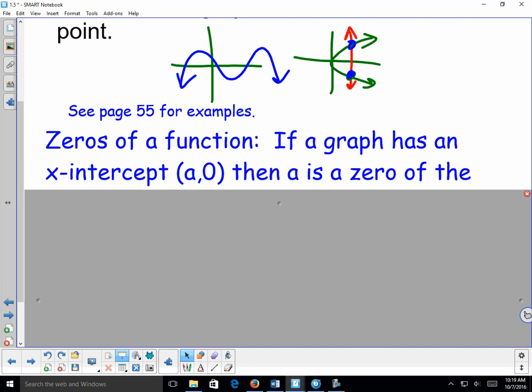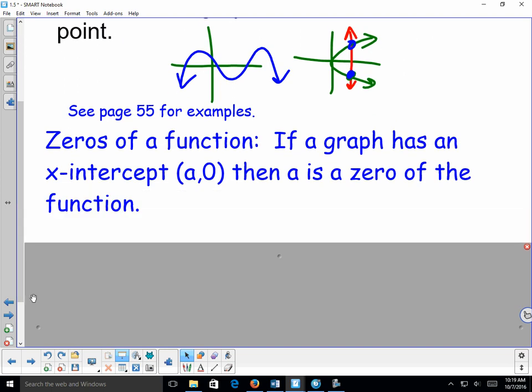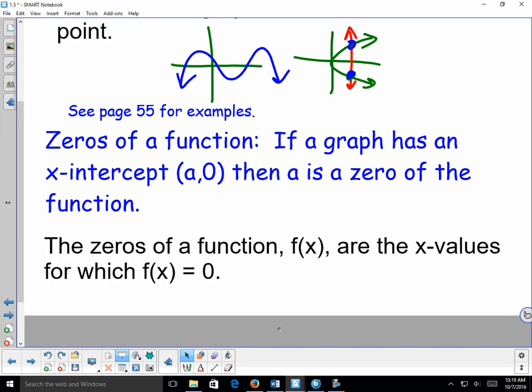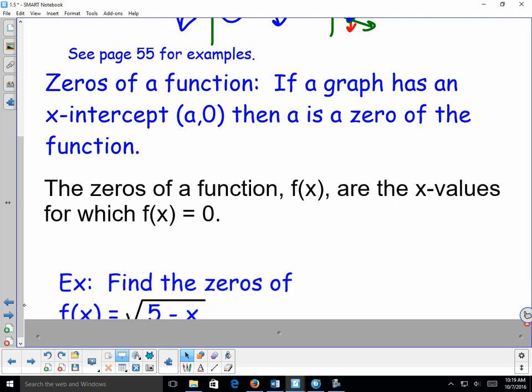Okay, so let's talk about what the zero of a function is. And you can look at page 55 for more examples of the vertical line test at work. So a zero of a function, if a graph has an x-intercept, a comma 0, then a is a zero of the function. All right, so the zeros of a function f of x are the x values for which f of x is equal to 0.